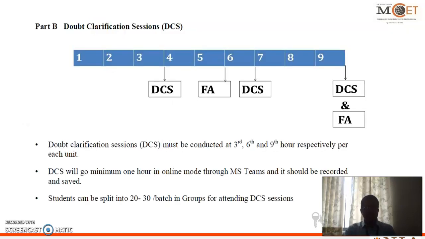Since in this pandemic situation the online classes are going to be conducted for your courses, for each and every class hour we are going to post the videos. At the end of the third hour, you will have the doubt clarifying session, likewise at the end of the sixth hour, and the end of the ninth hour also. At the end of the fifth hour, you are going to attend the formative assessment test, and at the end of the ninth hour, you will have the formative assessment test.